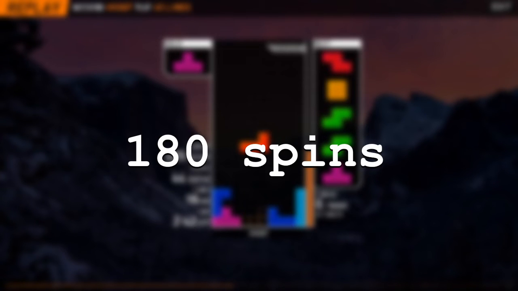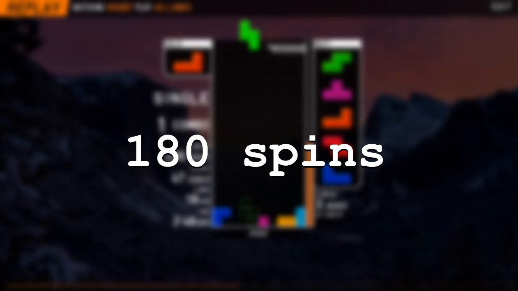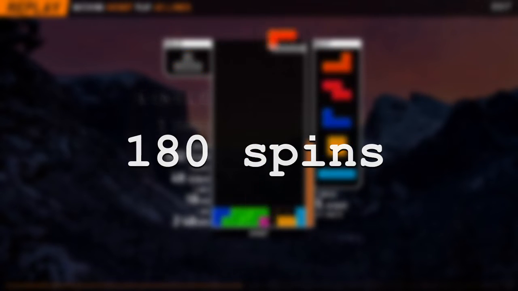180 spins are spins that allow you to spin the piece 180 degrees instantly instead of spinning it 90 degrees. It is useful for some tucks that are normally not possible, so make sure you know where your 180 spin key is bound to. You might need it someday.